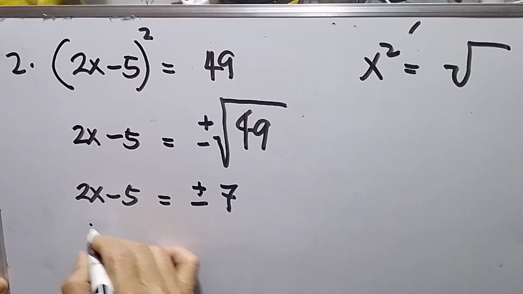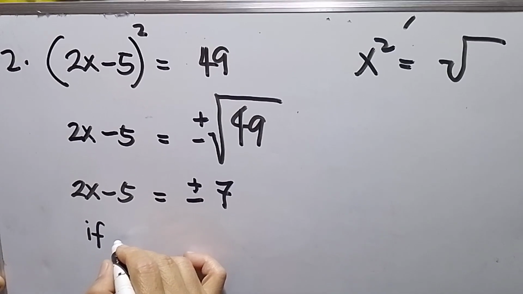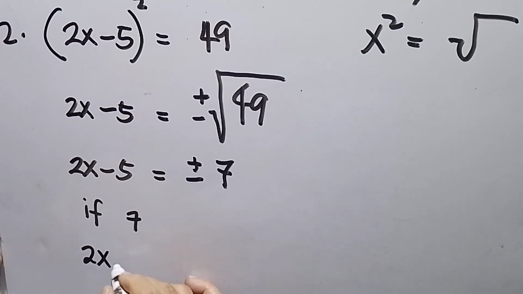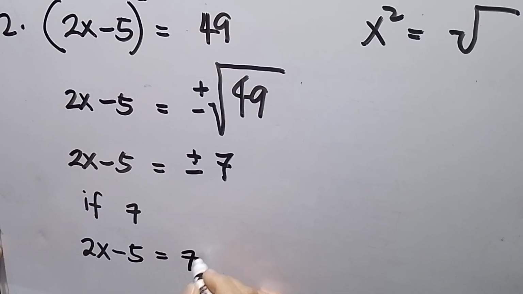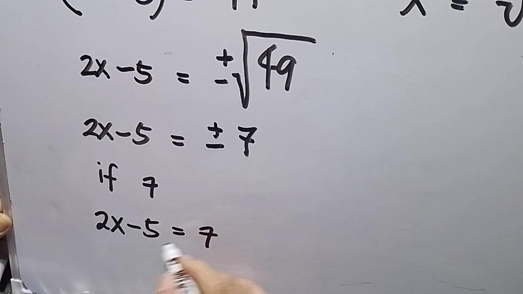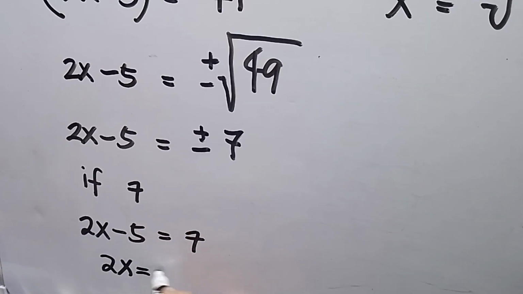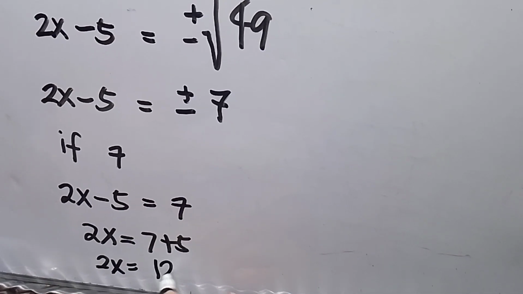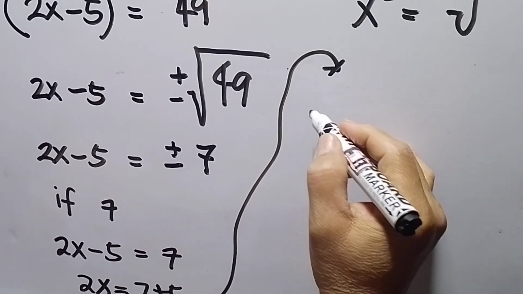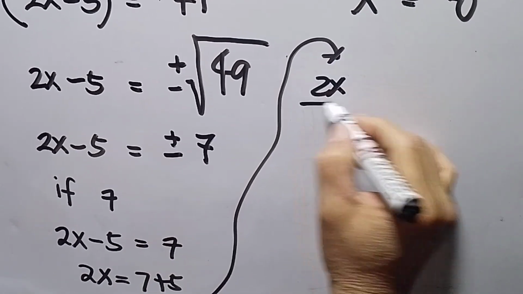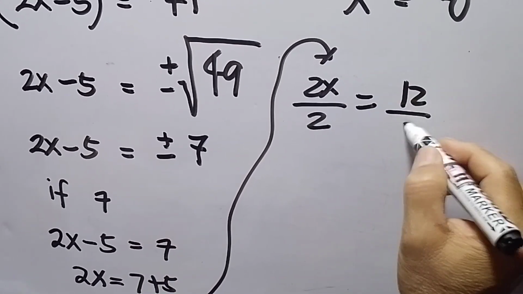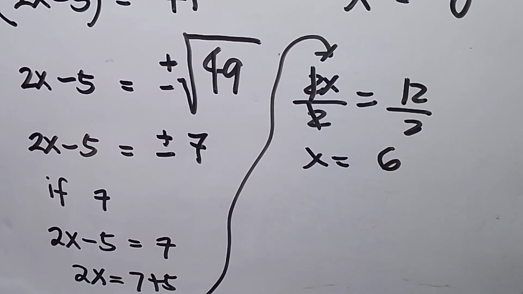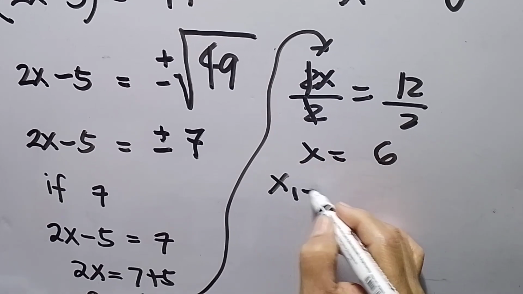So if I will use positive 7, this will be 2x minus 5 is equal to 7. So transpose negative 5 to the right, this will be 2x is equal to 7 plus 5. Then this will be 2x is equal to 12. So divide by 2 both sides. So 2x divided by 2 is equal to 12 divided by 2. So cross out, x will be equal to 6. So my first root will be 6.